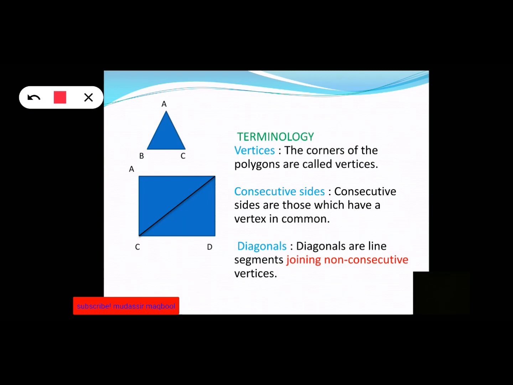For example, we have a polygon here which has four sides. It is called a quadrilateral. In this quadrilateral, if we consider vertex C, then AC and CD are the two sides which are connected at point C. So AC and CD are consecutive sides. But AC and BD are not consecutive because there is no common vertex between the two sides. They are the opposite sides of the quadrilateral.